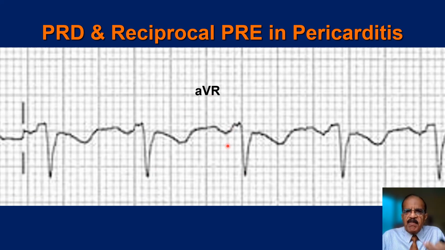The same pericarditis change is shown in reverse here. ST is depressed, T is inverted, and look at this PR interval, it is elevated. So in pericarditis, if you examine the ECG very closely, you may see PR depression, and PR elevation in aVR.